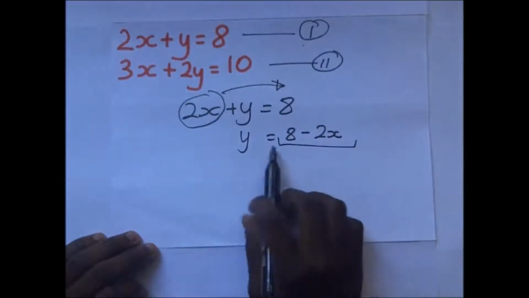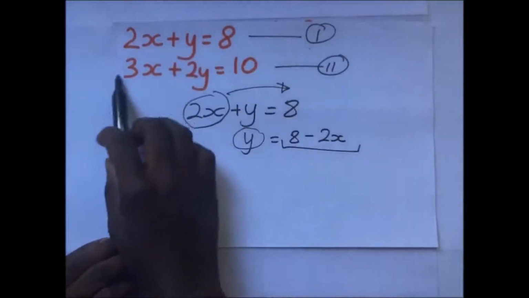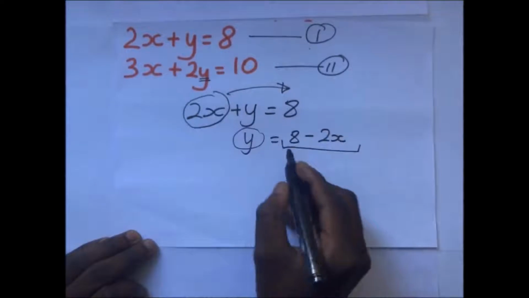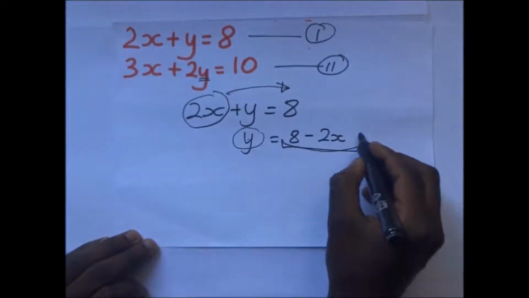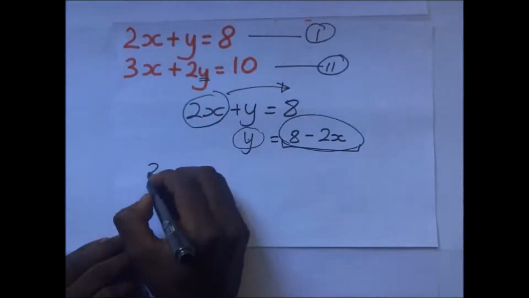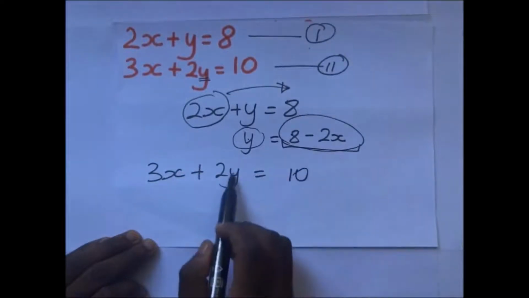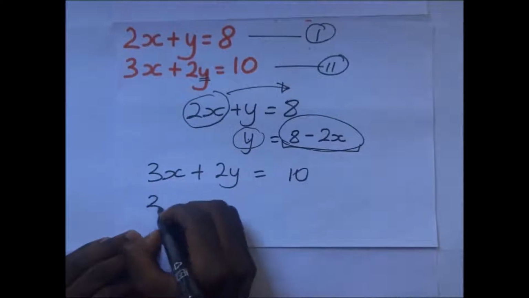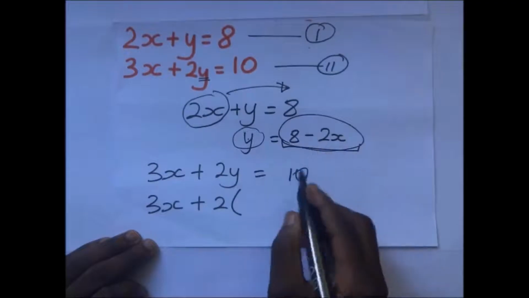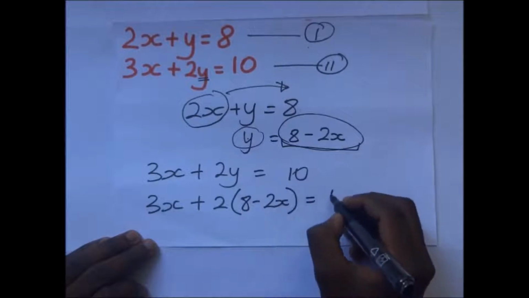After making y the subject of the formula, we substitute this value of y in the second equation. Where there is y, this 2y, we replace this value of y with the expression 8 minus 2x. Our second equation is 3x plus 2y is equal to 10. So we substitute for the value of y. This becomes 3x plus 2 times, our value of y being 8 minus 2x, close brackets, is equal to 10.